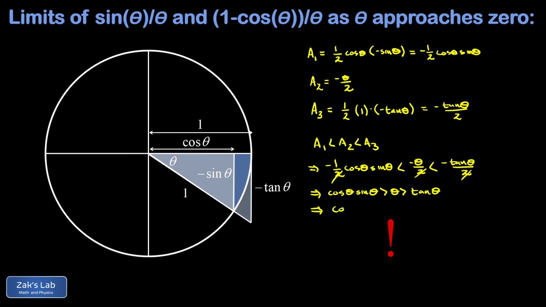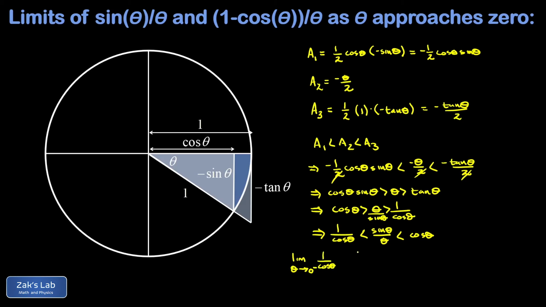And we take the reciprocal again. Remember, that reverses the direction of inequalities as well. And so now all we have to do is invoke the squeeze theorem again. But this time when we're talking about our limits, we're talking about theta approaching 0, but theta is a negative number. So this is the approach from the left.